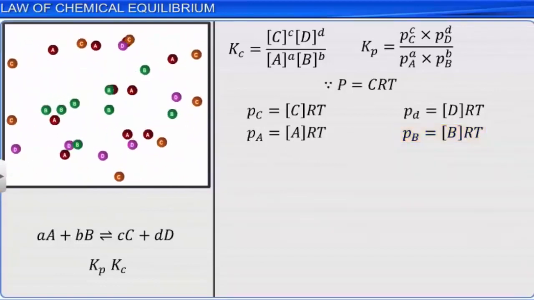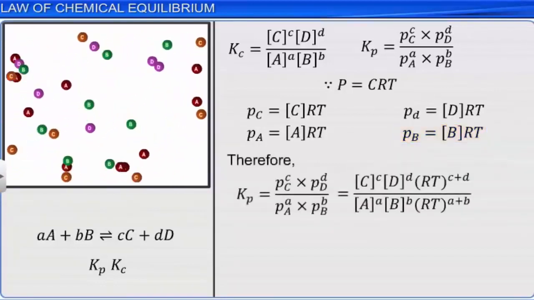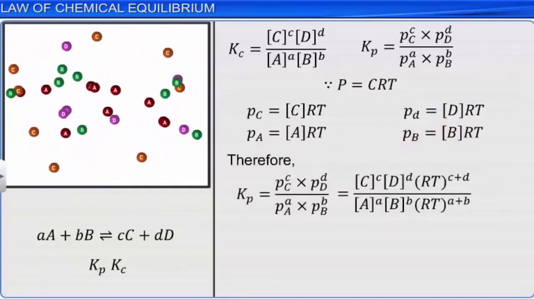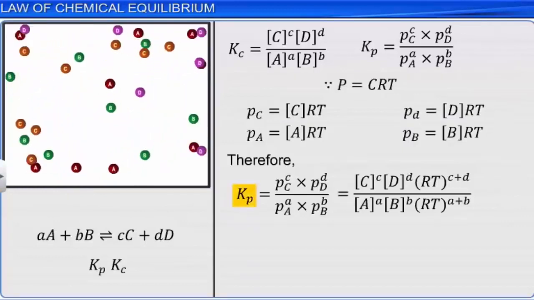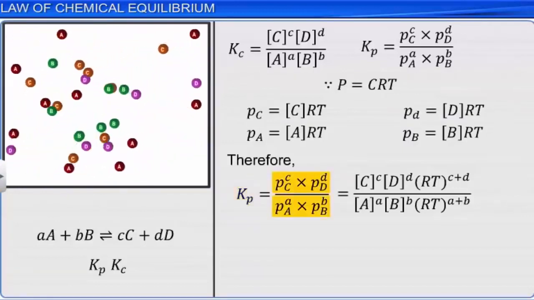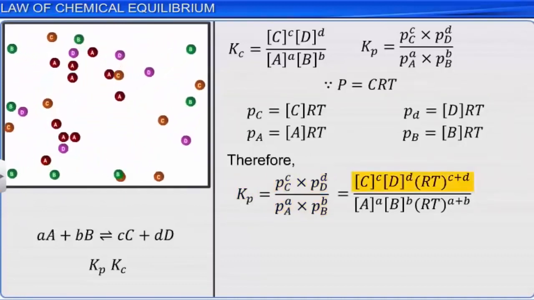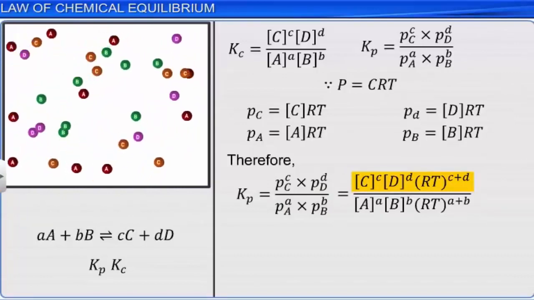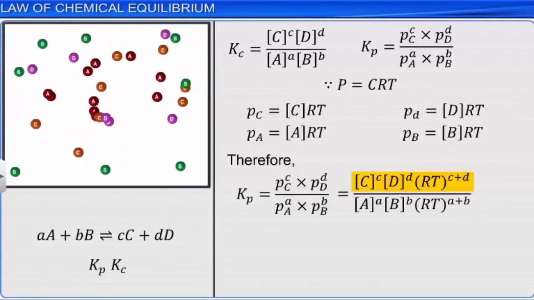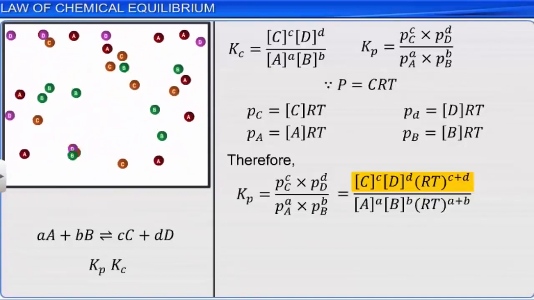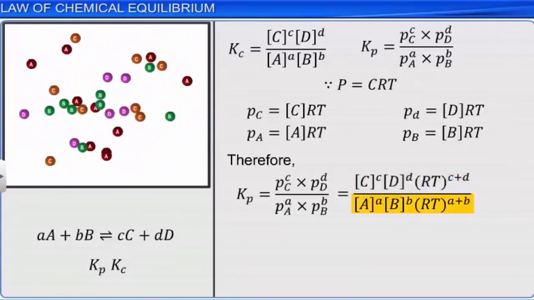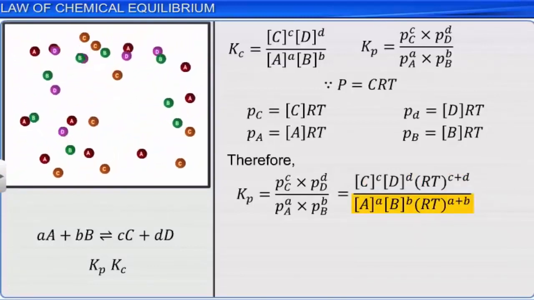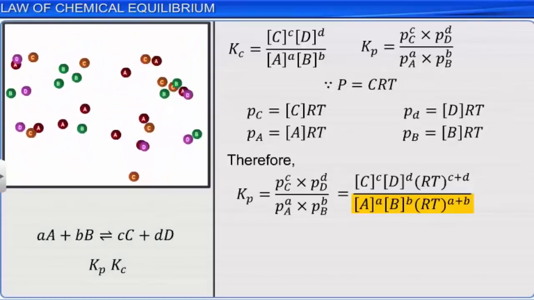Therefore, the equilibrium constant can be written as Kp is equal to the product of concentration of the products C raised to the power of c, the concentration of D raised to the power of d multiplied by the product of R and T raised to the power of c plus d, divided by the product of the concentrations of the reactants A raised to the power of a and B raised to the power of b multiplied by the product of R and T raised to the power of a plus b.